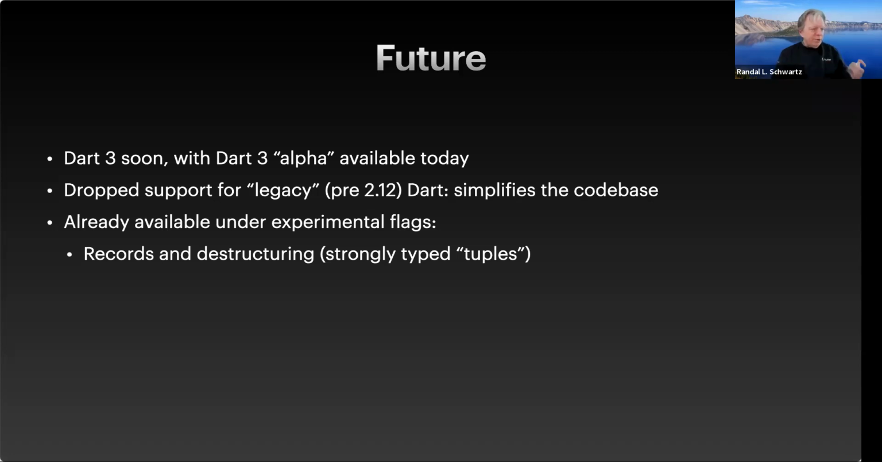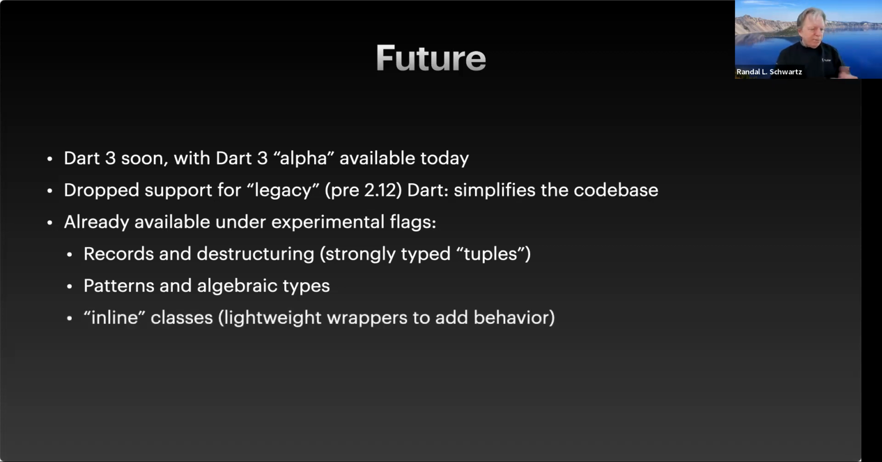You can return a tuple that has 3 items in it, for example. Patterns and algebraic types. If you've done anything with Haskell or F# or any of those functional languages, you know what pattern matching is, and that's coming to Dart. So we'll be able to start doing much more interesting applications with that. And I'm glad it's getting added to the language. This stuff's all going to be out probably in about 6 months, but you can actually play with it now.